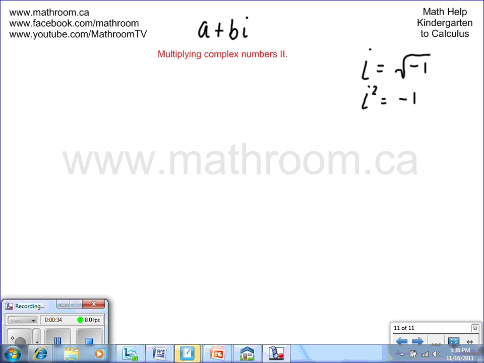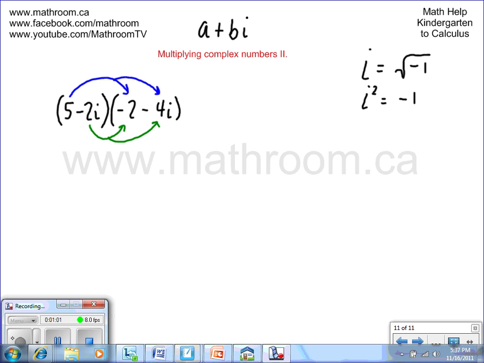So let's look at the example 5 minus 2i multiplied by minus 2 minus 4i. Okay, and we're going to use the same distributive properties that we would in regular algebra. We're going to multiply 5 with both terms in the second bracket, and we're going to multiply the minus 2i with both terms of the second bracket.